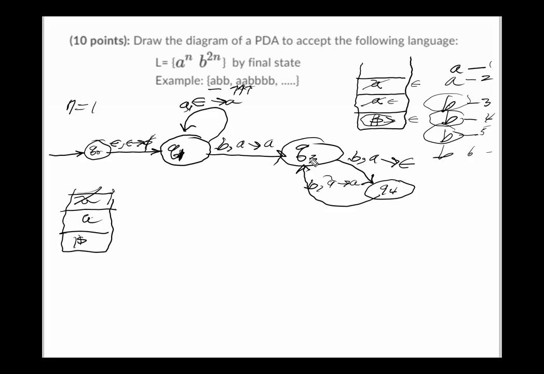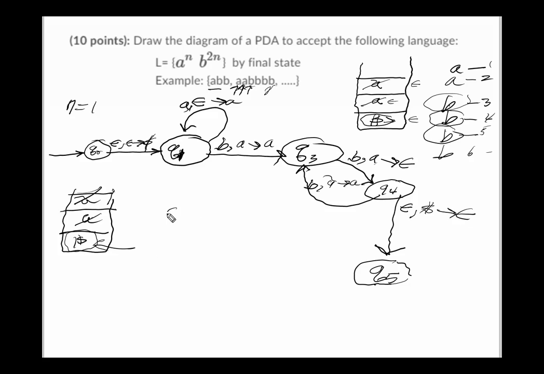Now we're at the sixth B, so we pop this A and replace it with an empty string. Now the language is accepted, so we're at the final state, Q5. Now we read nothing, because we don't have any input. This is our last B there, and we are emptying the stack, getting rid of the dollar sign.